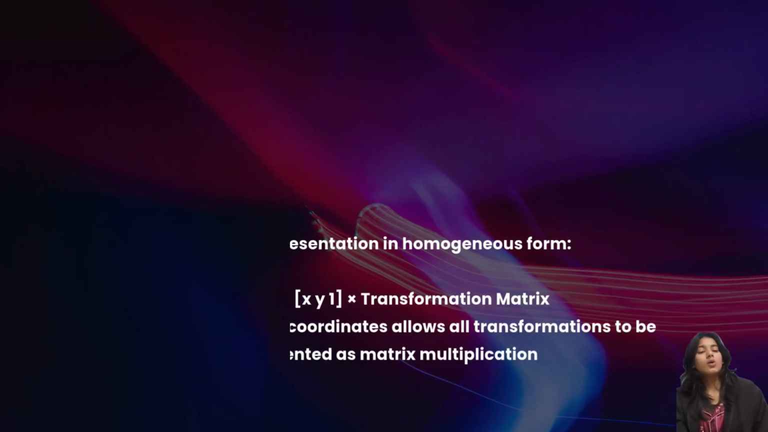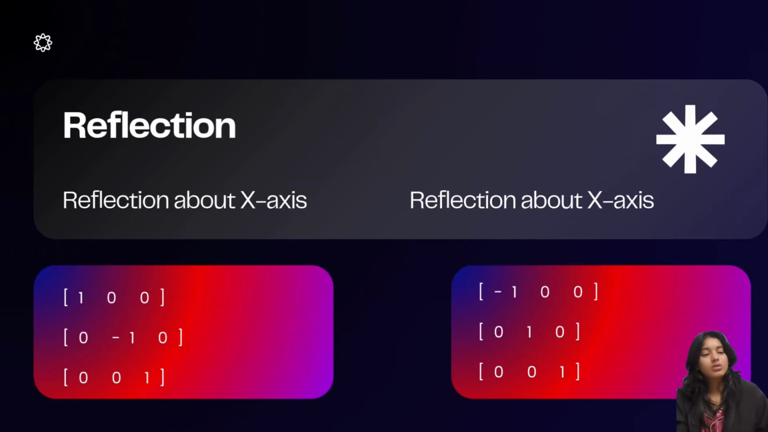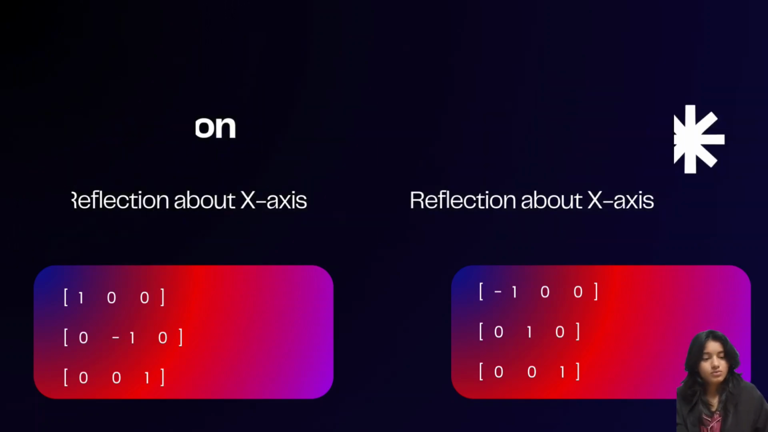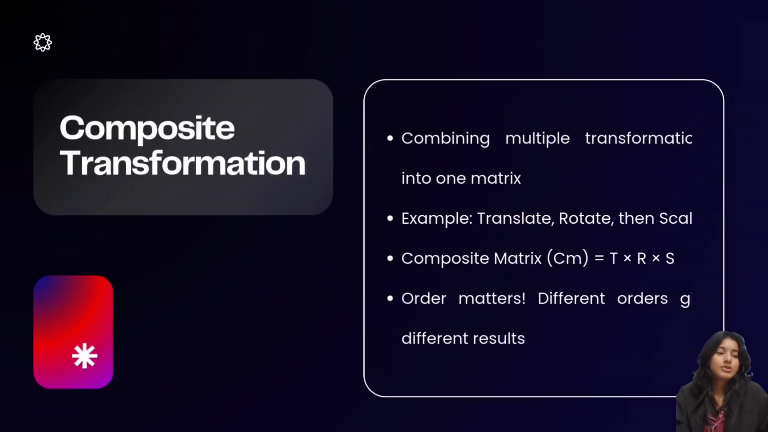Okay. Now we'll come to reflection. Reflection about x-axis is 1 0 0. We'll also write in diagonal form 1, minus 1, 1, and in y-axis minus 1 will be on top, 1 and 1. Now we'll come to composite transformation.